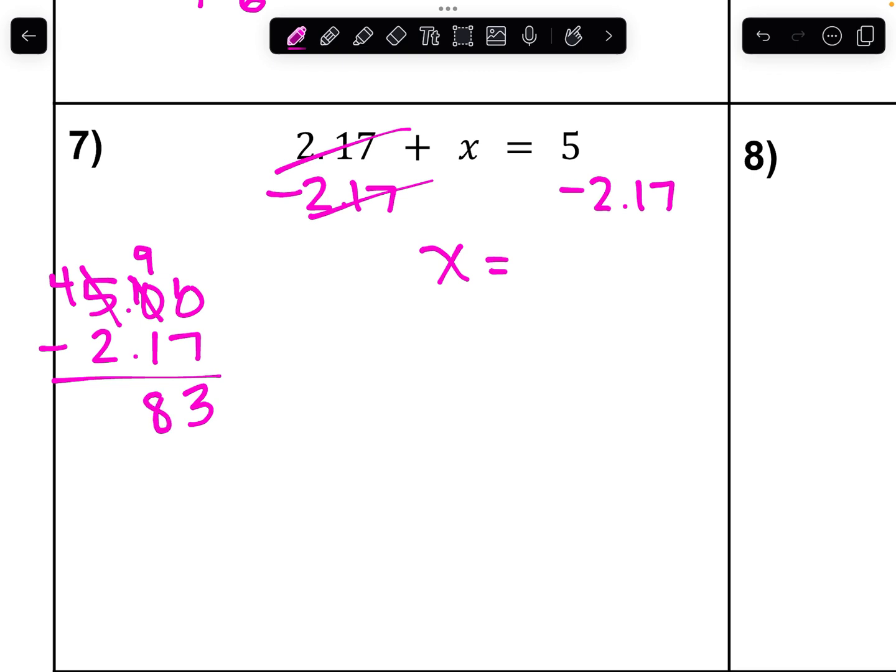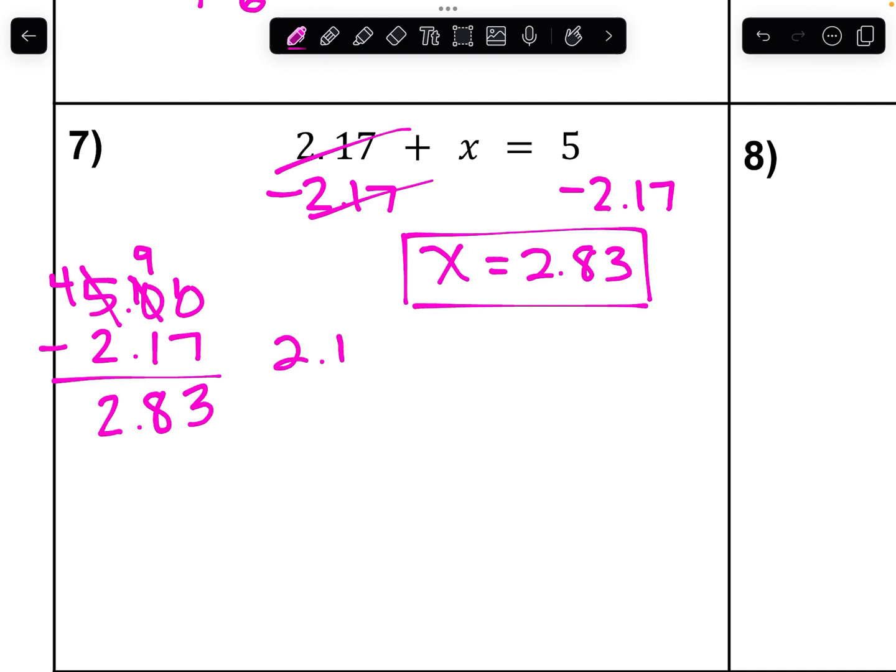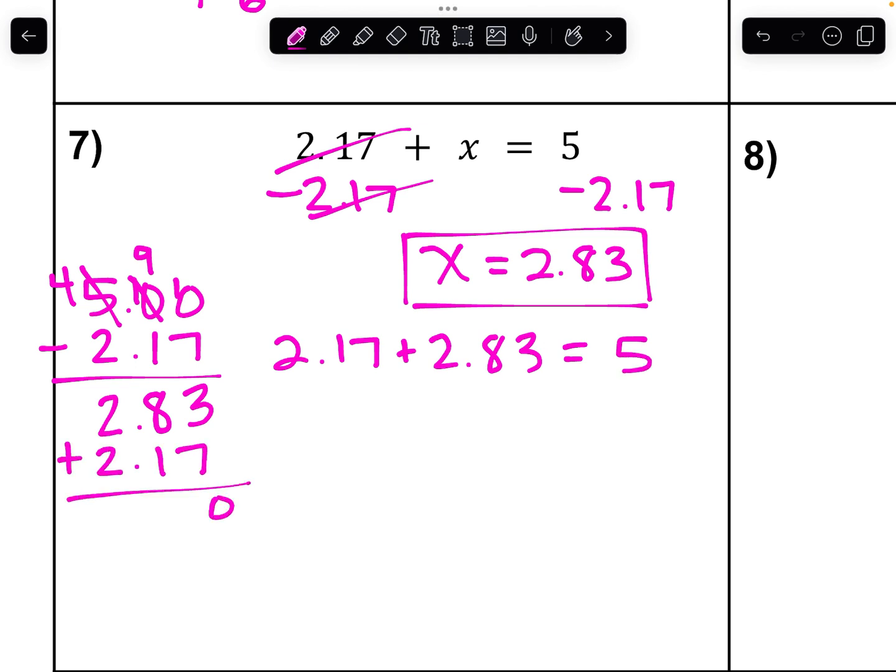9 take away 1 is 8. And 4 take away 2 is 2. My answer should be 2.83. We'll do our check so that we know for sure. If you really do a valid check where you make sure it works, you don't just say it works, you make sure it works, you will get minus 0 on every equation that you ever do, if you take the time to prove it.